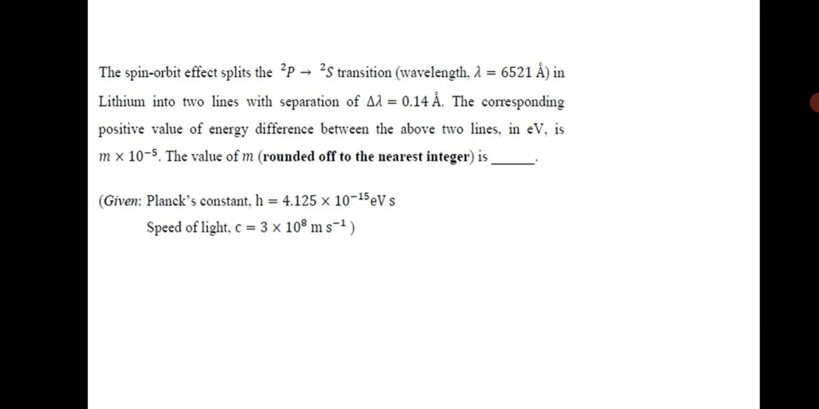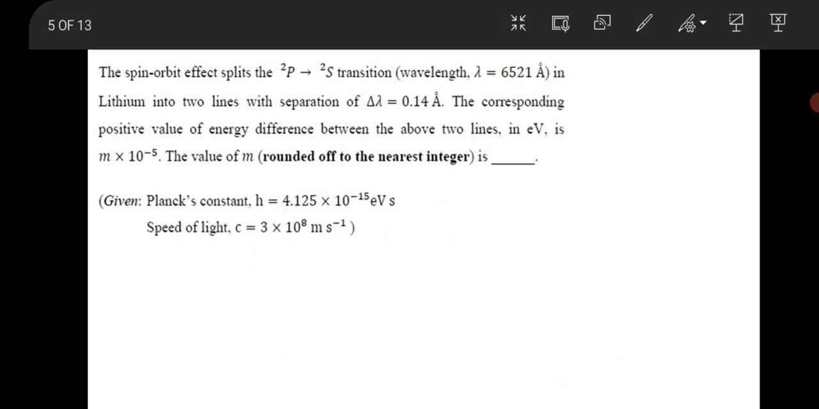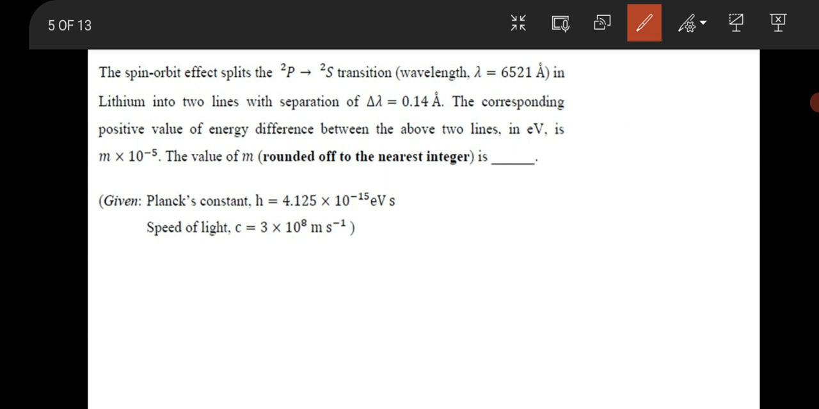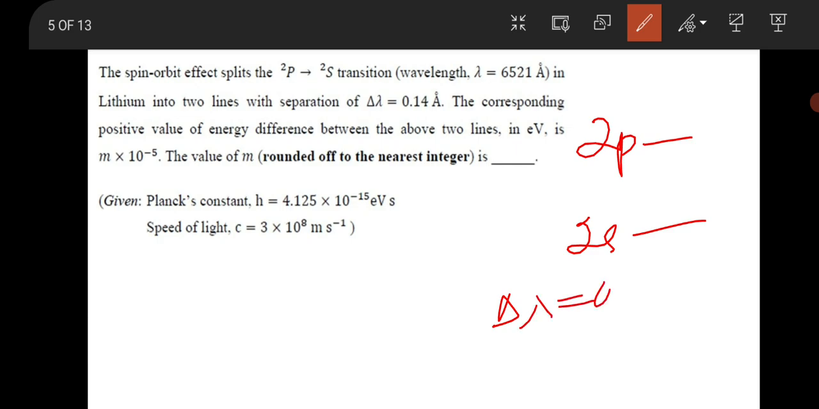This is a NAT section question, and such questions should be done very carefully, because your calculated value is your ultimate answer, so it must match the given answer. The question is that the 2p state transitions to the 2s state, and in lithium the two lines are separated by del lambda, given as 0.14 Angstrom. What is the corresponding energy difference?